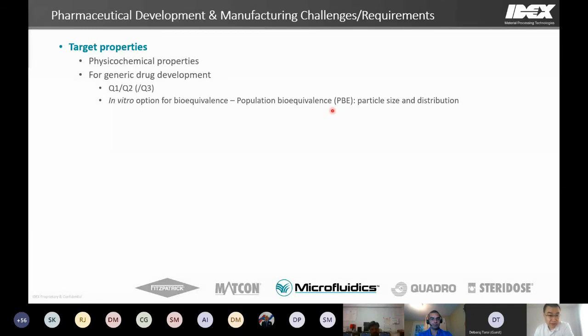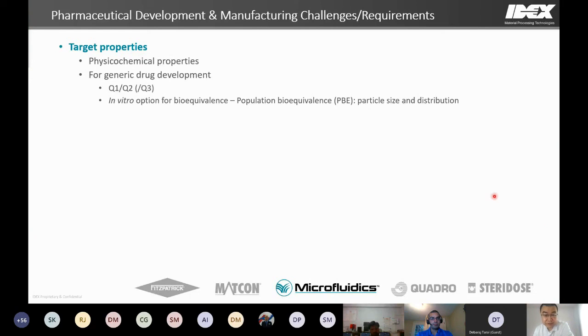For example, if you want to achieve matching PBE, you can either match the D50 particle size and span, or the Z-average particle size and polydispersity index, or PDI, depending on which particle size analyzing technique you use.